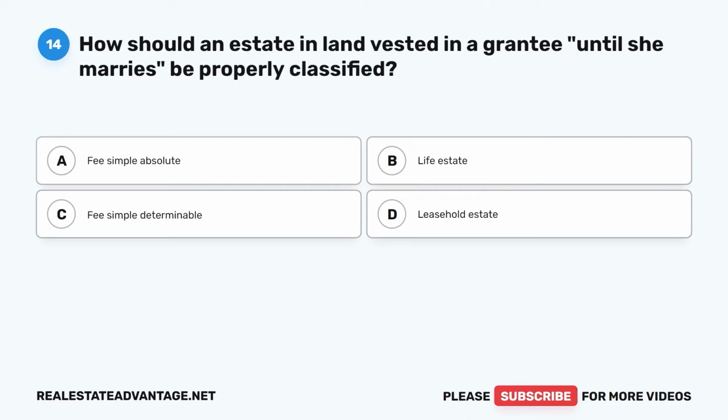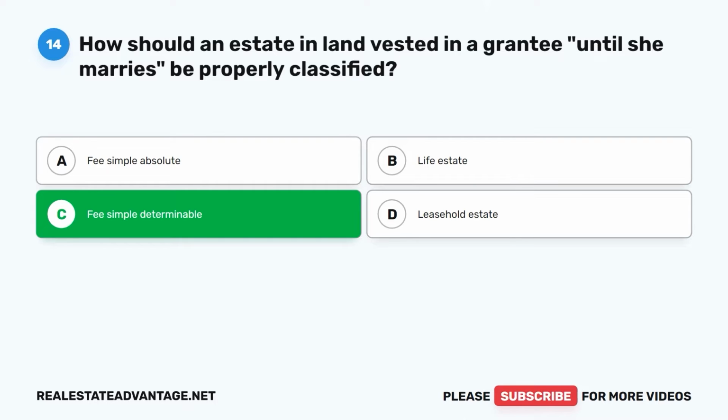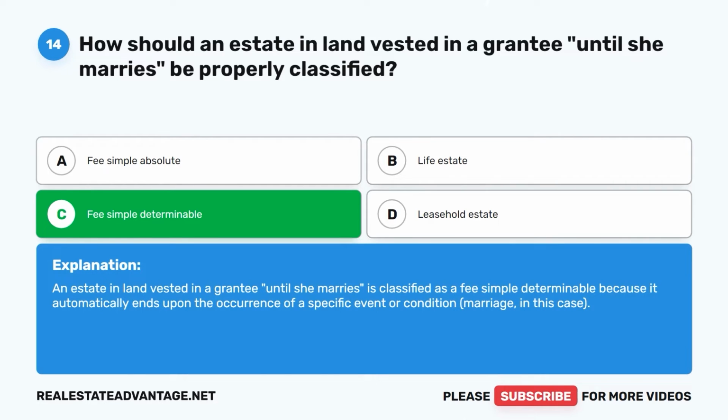Question 14. How should an estate in land vested in a grantee until she marries be properly classified? A. Fee simple absolute. B. Life estate. C. Fee simple determinable. D. Leasehold estate. The correct answer is C. Fee simple determinable. An estate in land vested in a grantee until she marries is classified as a fee simple determinable because it automatically ends upon the occurrence of a specific event or condition, marriage in this case.